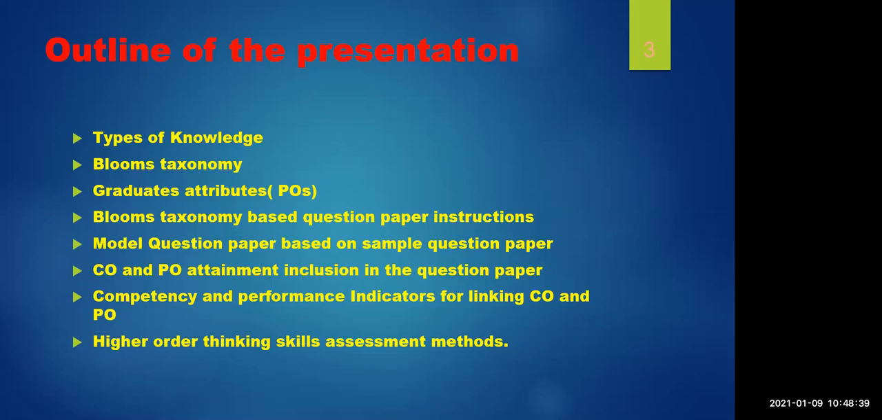I don't know whether some of you may be familiar, and some may not be. So I'll talk about what the 12 POs are and how the achievement is calculated. And there are some model question papers based on Bloom's taxonomy, and I can explain how they are framed. And finally, COPO attainment inclusion in the question paper, and competency and performance indicators.